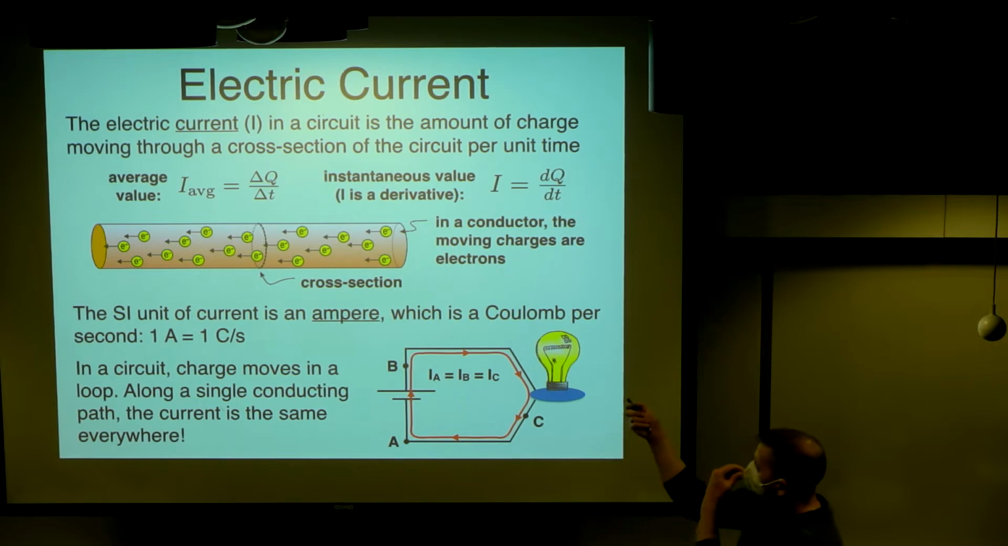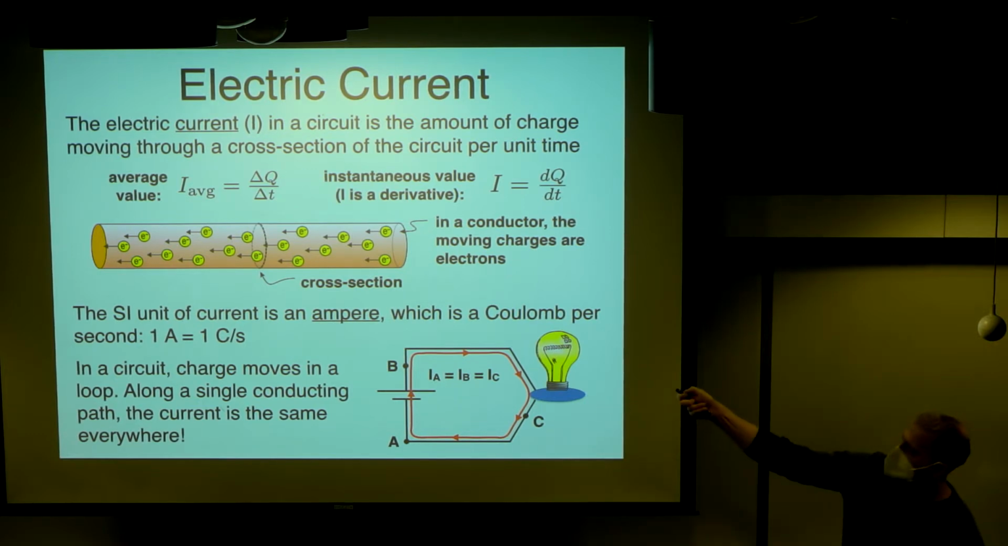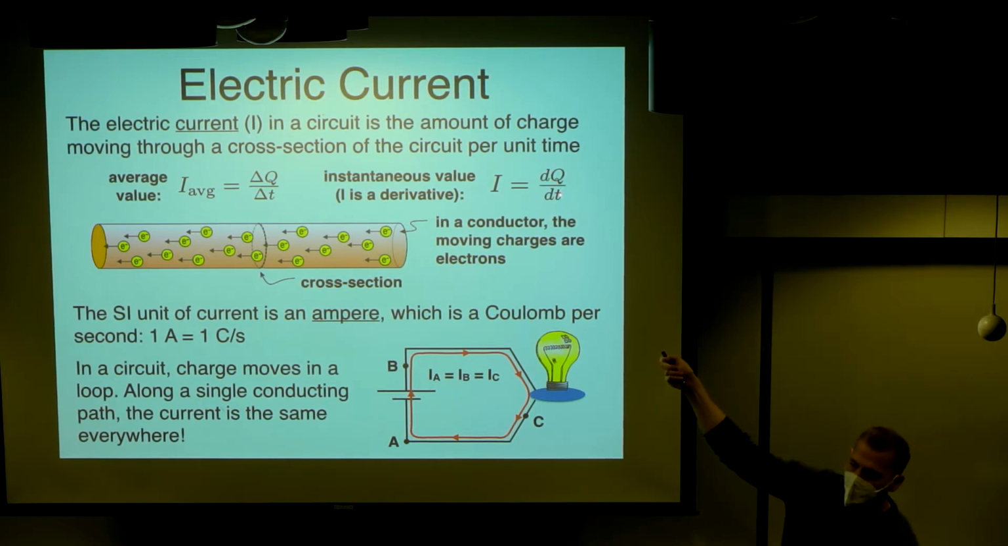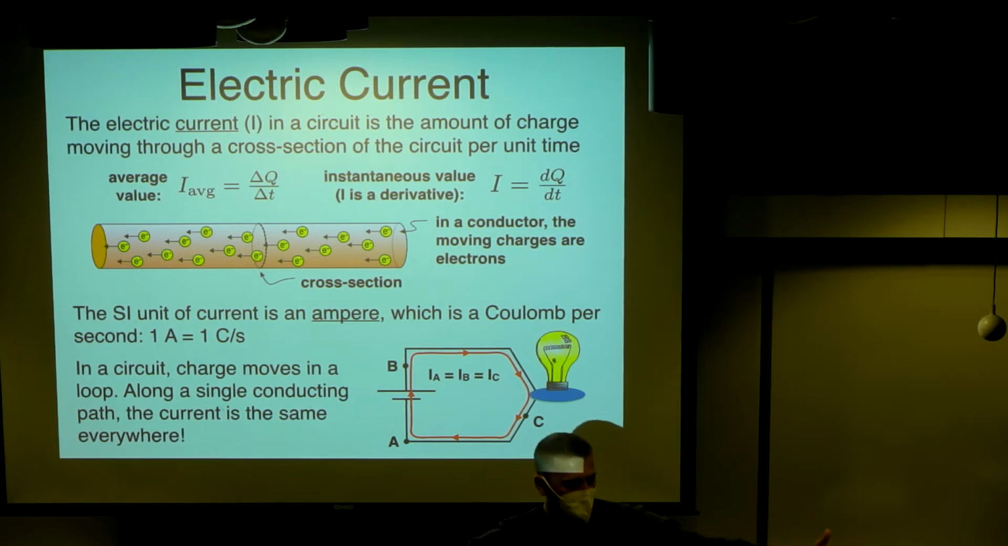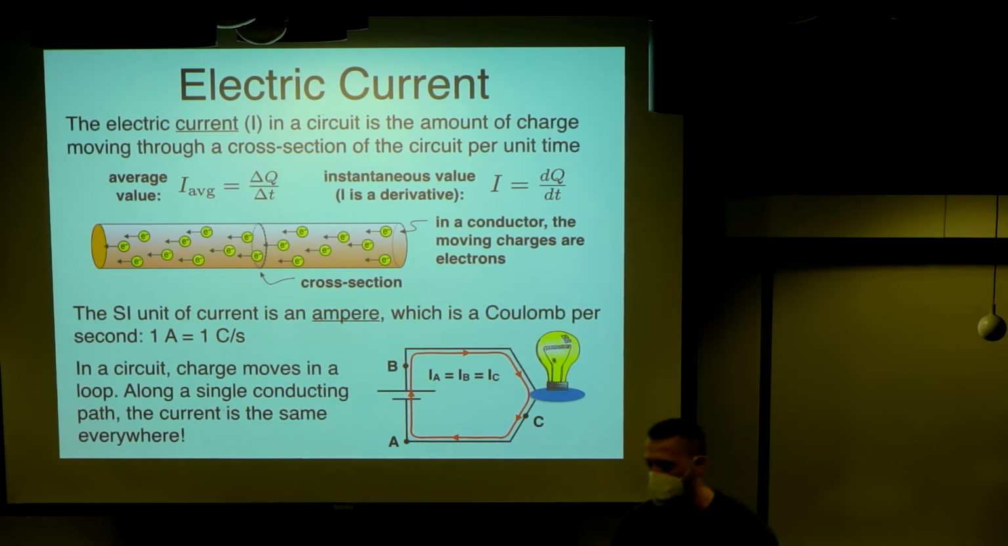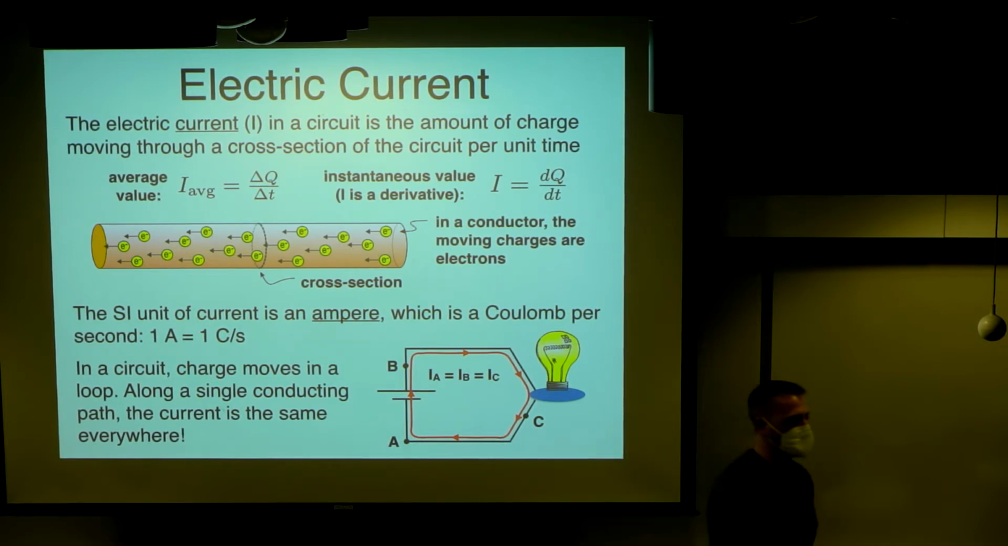But if I take the limit where delta T goes to 0, this becomes a derivative, and this is now dq dt. So this would be an instantaneous value. The difference between these two is the average value is the average over some time interval. The instantaneous value is what is the current right at this specific moment in time.